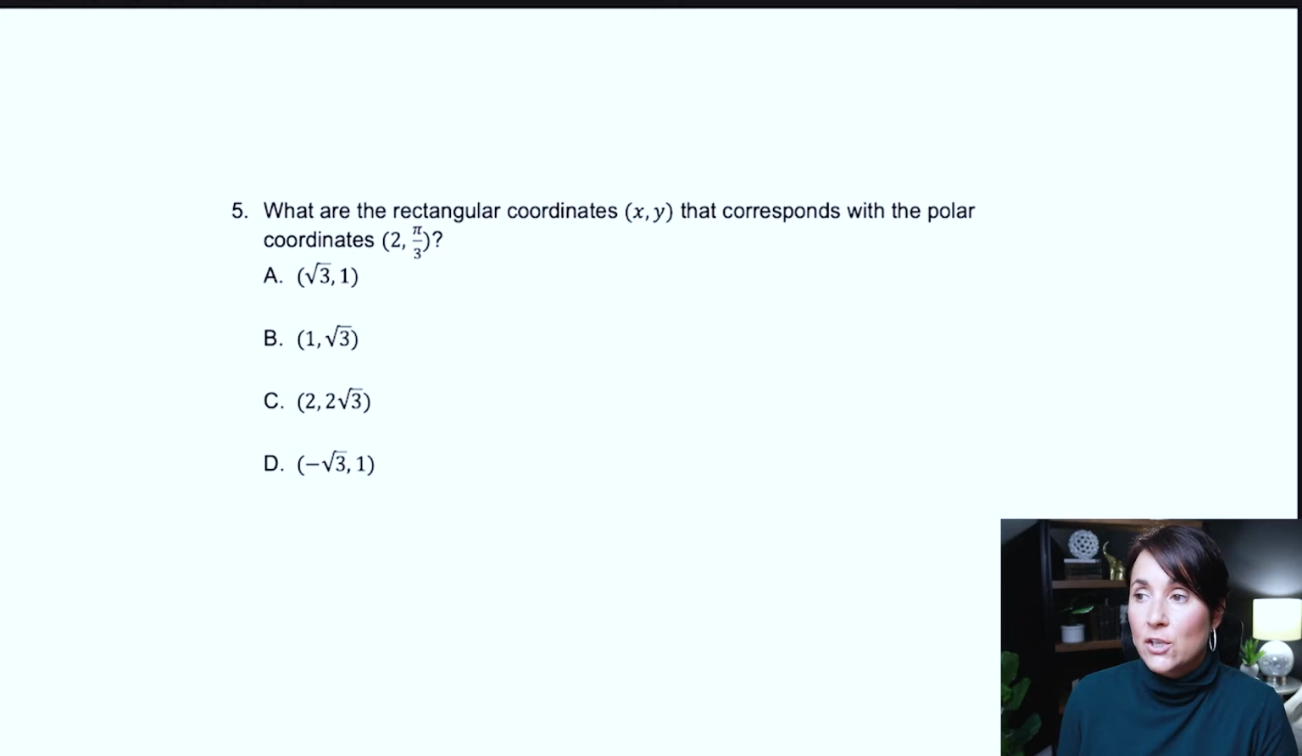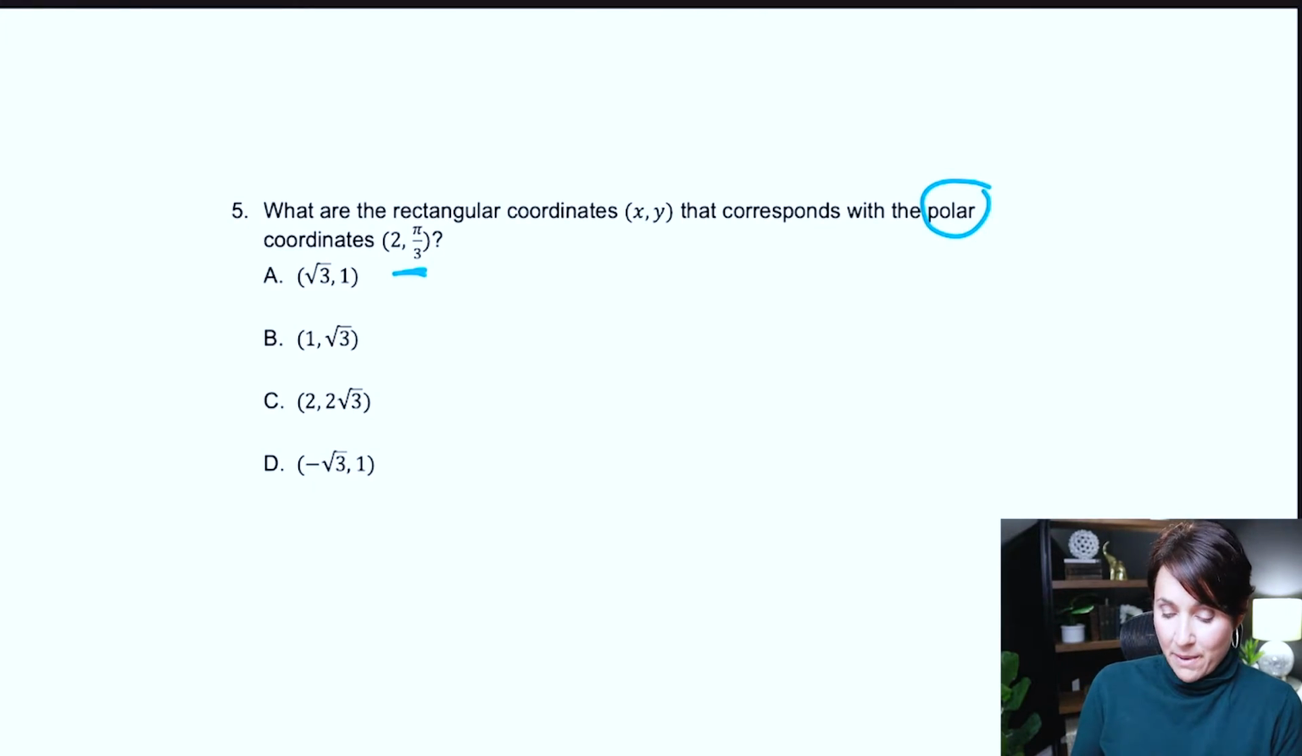All right, so let's take a look at this particular problem, number 5 here. What are the rectangular coordinates x comma y that correspond with the polar coordinates 2, pi over 3? All right, so we see this polar here, and we see these crazy coordinates there. Now, we're going to be working with a bunch of different things. This question tests a couple of different things, but we're going to be using the unit circle here.